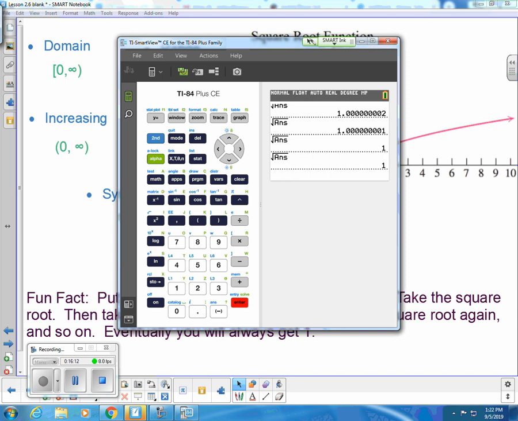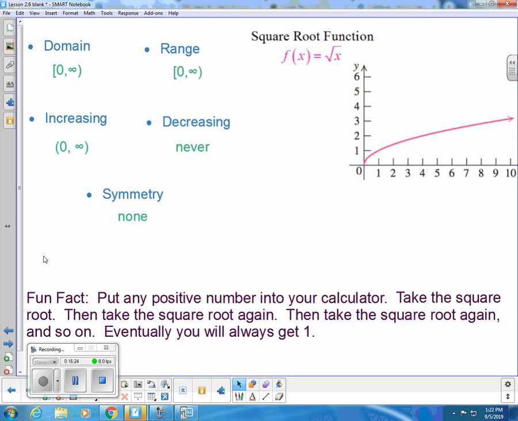Ta-da! Success. All right? So that doesn't mean that it actually equals 1. It just means the calculator can only show so many decimal places. So it's going to round to 1. Kind of cool. Anyhow, fun fact.